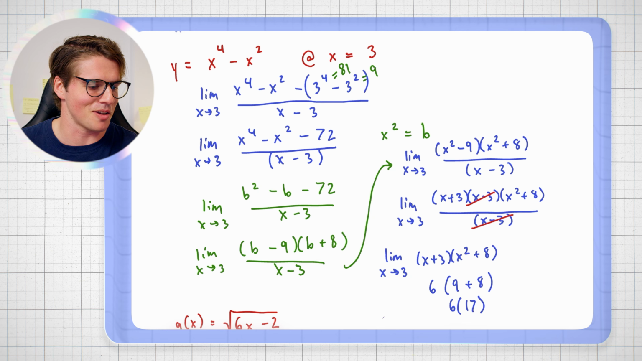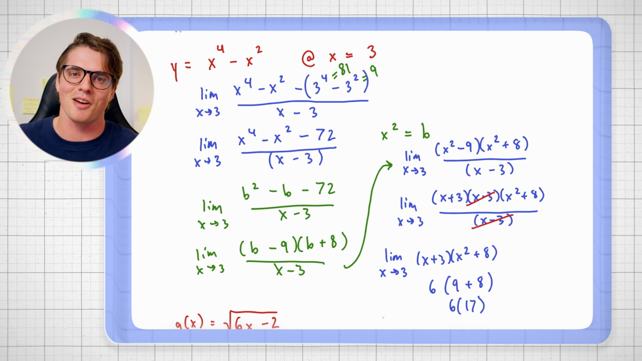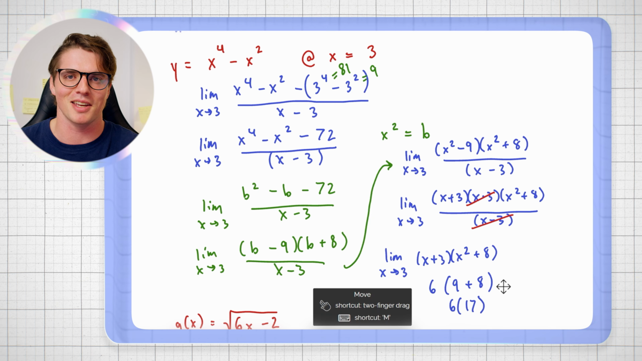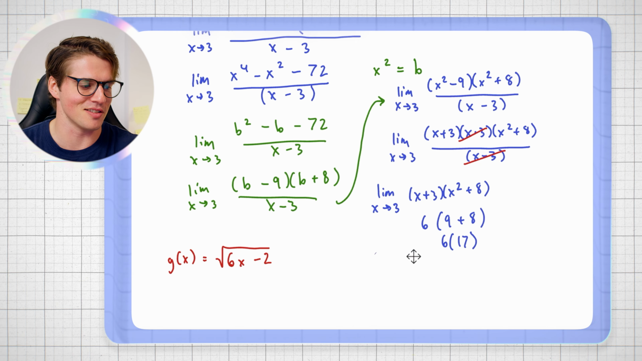I don't really know right now off the top of my head, but this is our answer. That would be our slope at this point, whatever that is, 6 times 17. I'm not going to get my calculator out. All right, we're moving on to the next one.